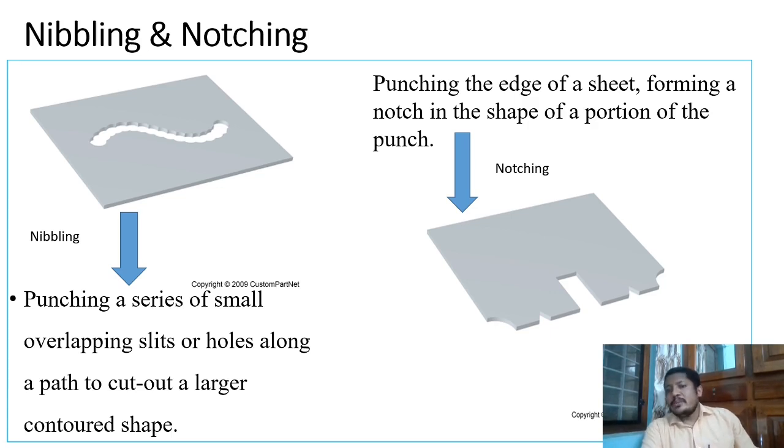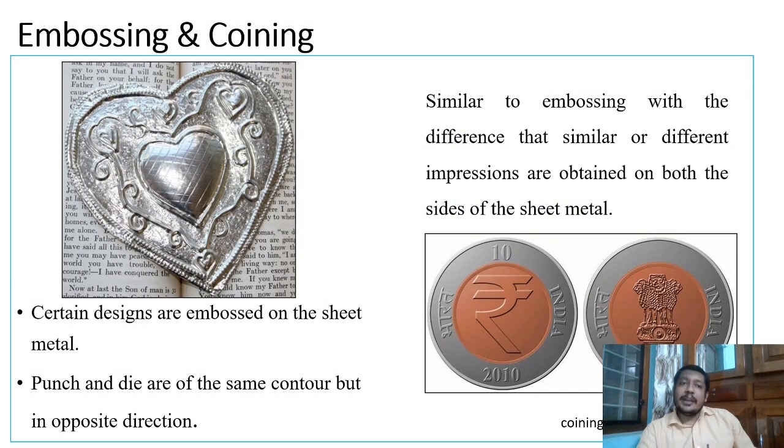Notching is also a similar operation. The edges of the sheet you are cutting into any kind of formation. It need not be of a specific shape like this. Any shape which is shown over there, where you are cutting the edges of a sheet, is called a notching operation. Again, cutting is taking place. That's why it's called punching the edge of a sheet, forming a notch in the shape of a portion of a punch. Any kind of shape, if you are providing that, is called a notching operation.